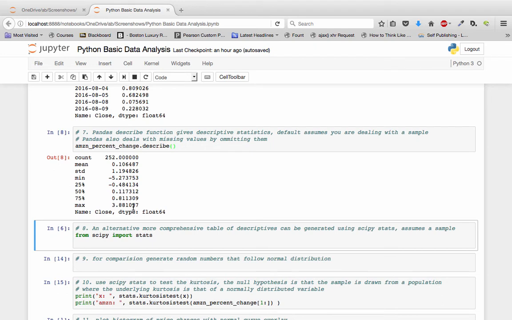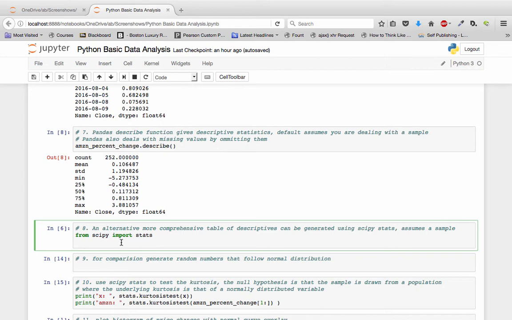Comparing the mean and the median, they're pretty close to equal, so we might suppose that this is sort of normally distributed. Although, based on the min and the max, it looks to be somewhat negatively skewed.